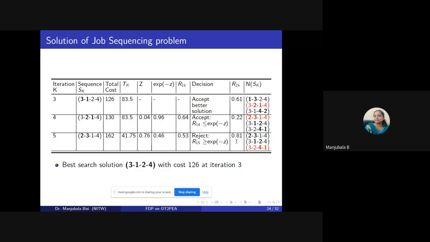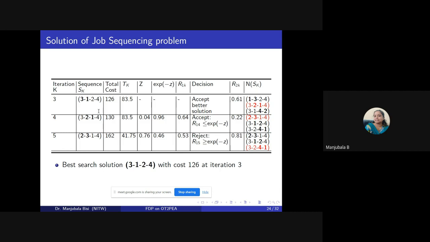Again, you repeat the same procedure, right? So this I have shown for hand calculation only for 5 iterations. If you do the same steps for multiple number of iterations, there is a chance that you may get the best or the global optimum solution. For this particular problem, for 5 iterations, here you are getting the best solution, right? At iteration 3, you are getting 3, 1, 2, 4, with the total objective value 126. So the optimum job sequence for this particular problem, up to 5 iterations, is 3, 1, 2, 4.